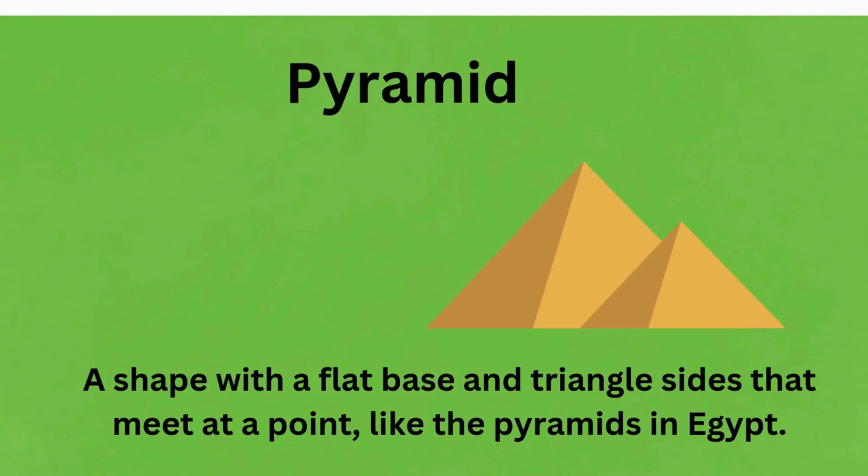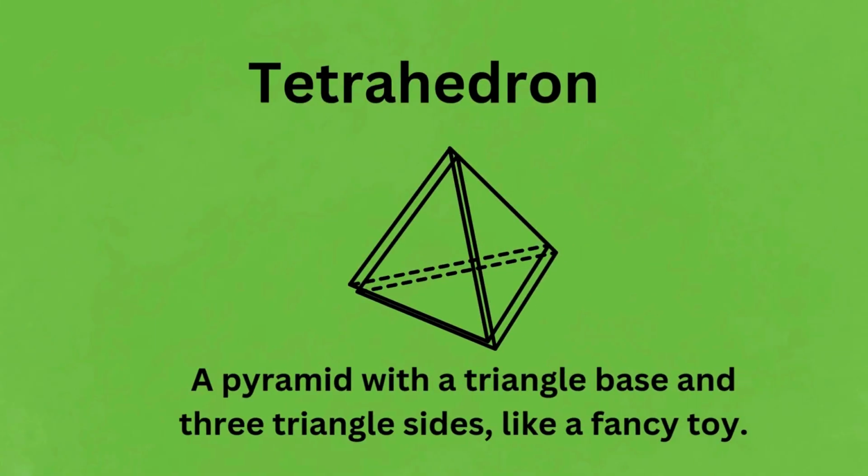Pyramid. A shape with a flat base and triangle sides that meet at a point, like the pyramids in Egypt. Tetrahedron. A pyramid with a triangle base and 3 triangle sides, like a fancy toy.